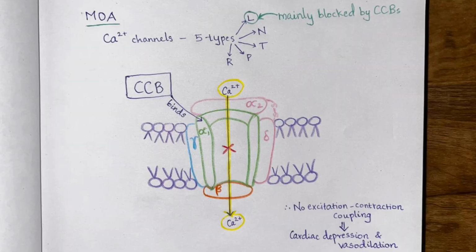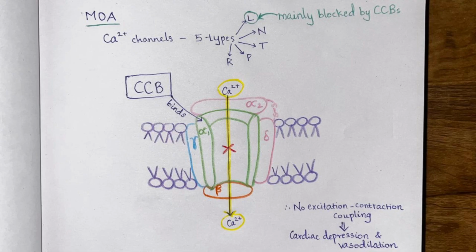Coming to the mechanism of action of calcium channel blockers, calcium channels are of 5 types: L, N, T, P and R. L-type channels are mainly blocked by calcium channel blockers. L-type voltage-gated calcium channels are mainly found in the cardiac and smooth muscle cells.